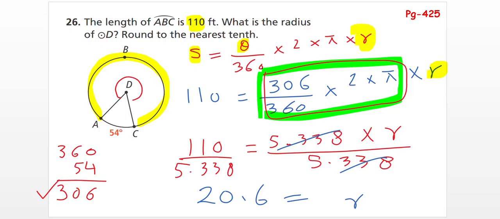So this is how you will get the value of the radius. Be very careful whenever you are using any formula for the arc length. You have to write here the angle or the measure of the arc, or you can say the central angle of the same arc. You cannot use this 54 over here. Is that clear? Okay, next.